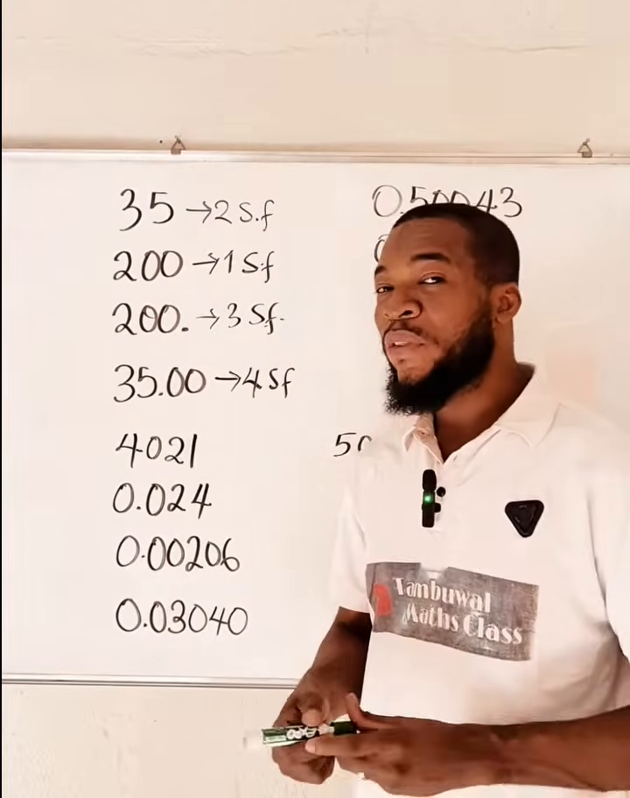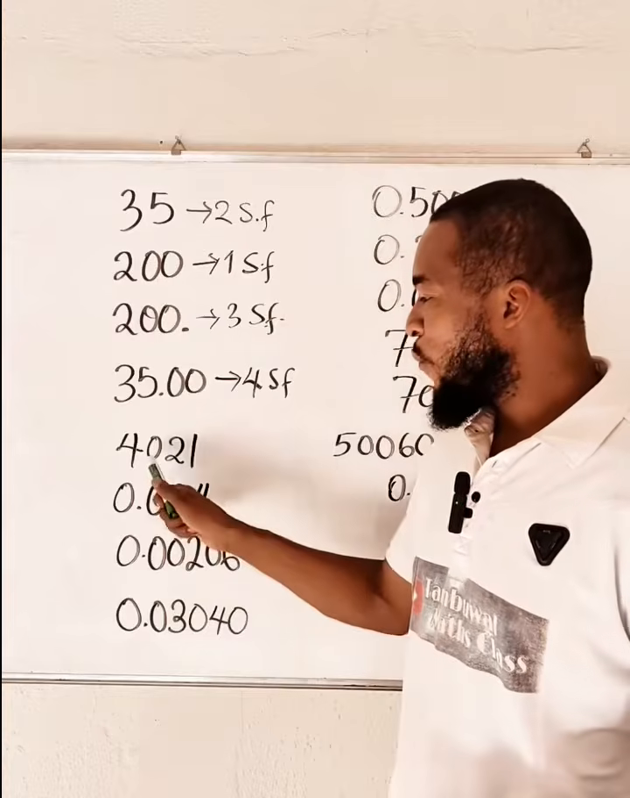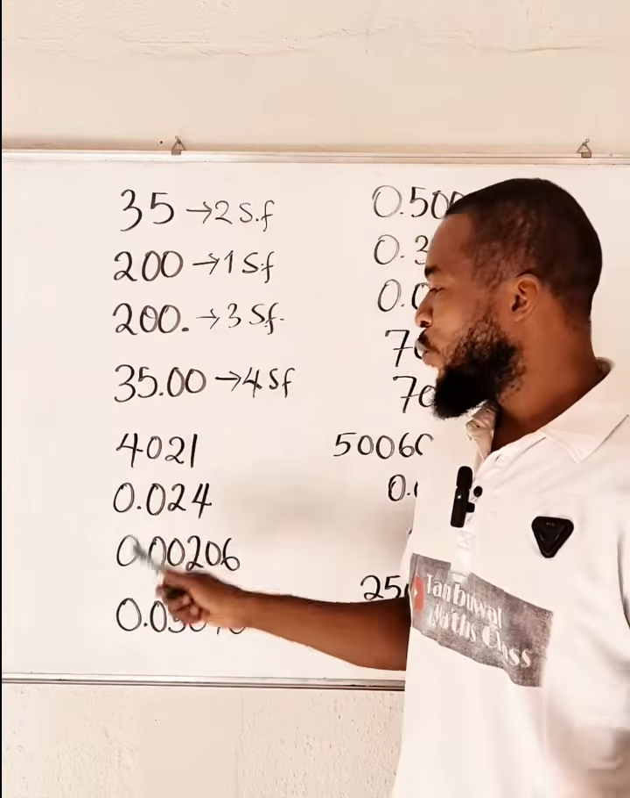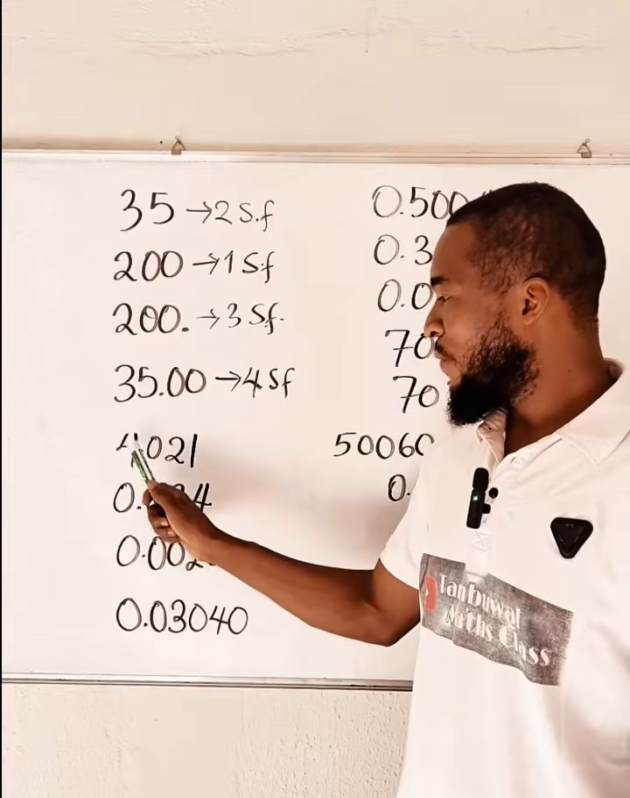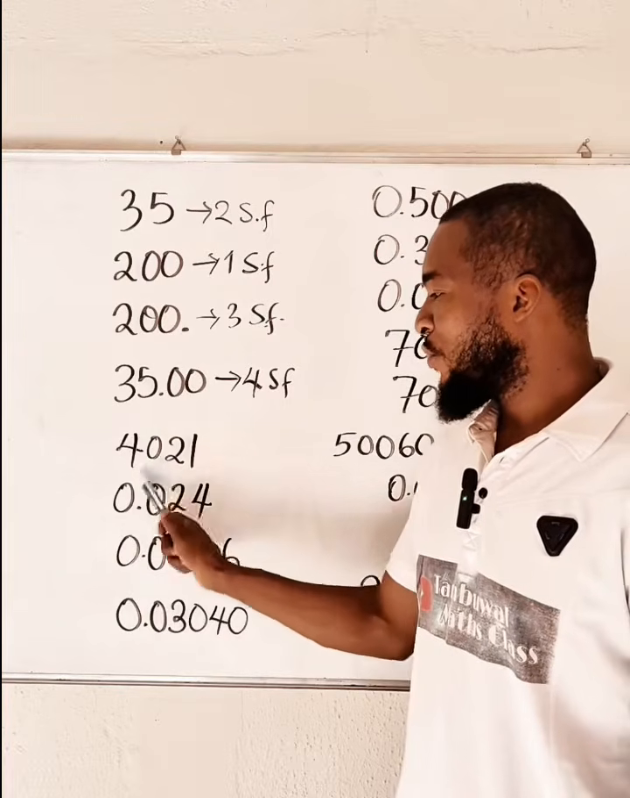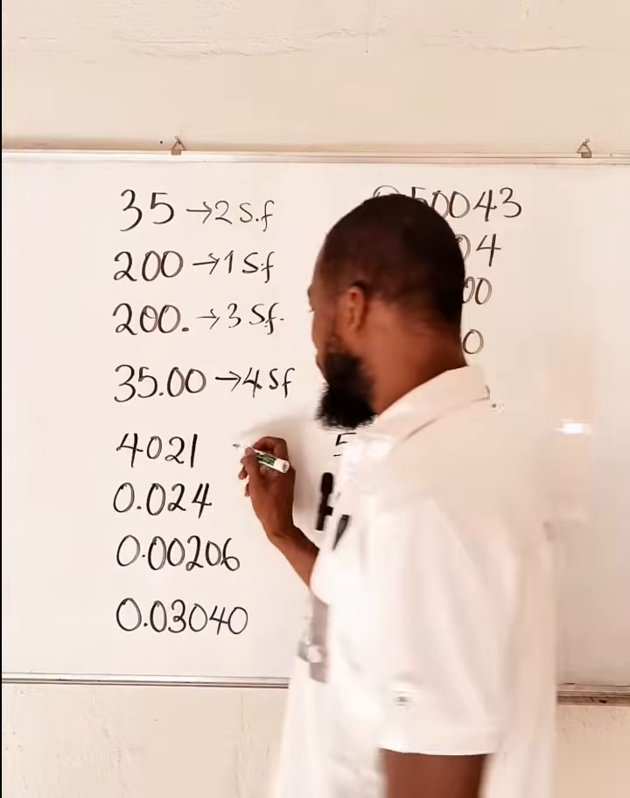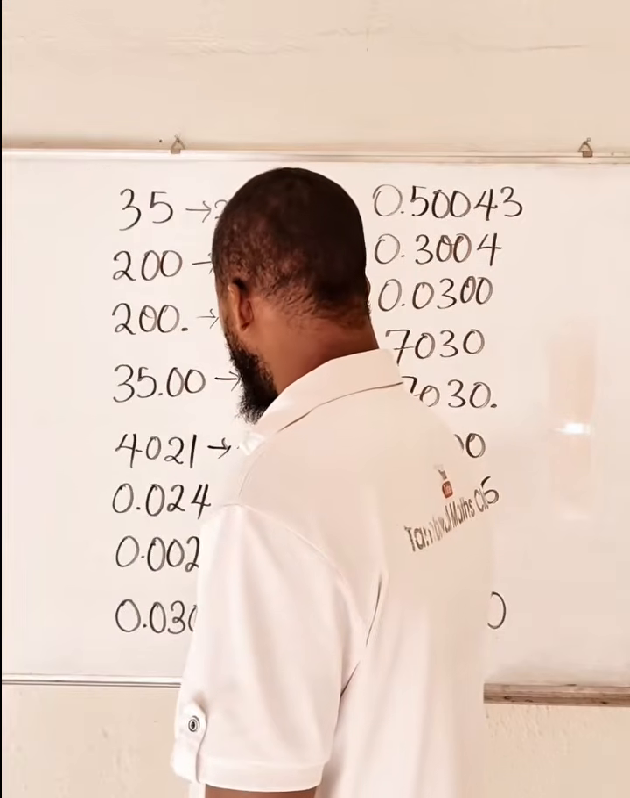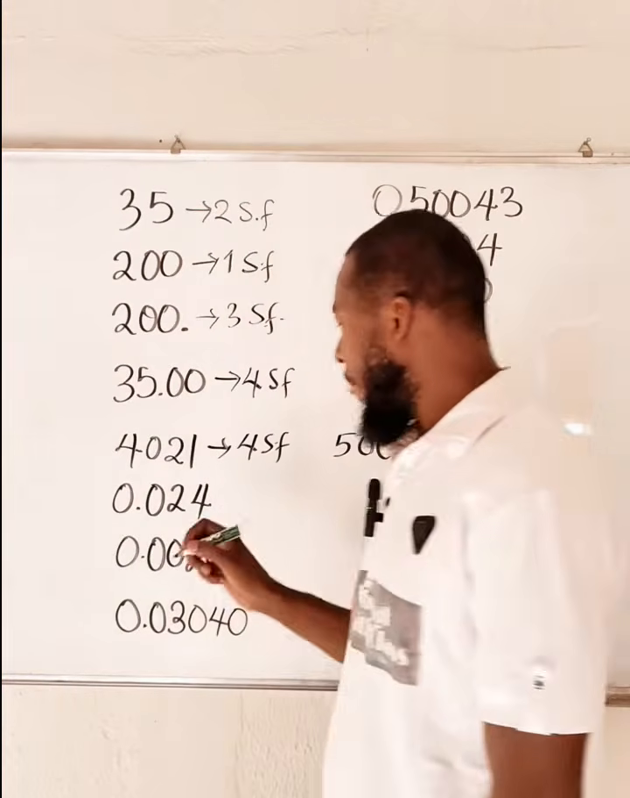Remember I told you all the middle zeros are significant. So we have one middle zero here. So we have to consider this one as well. So the whole of this number is significant. 1, 2, 3, 4. We have 4 significant figures here.